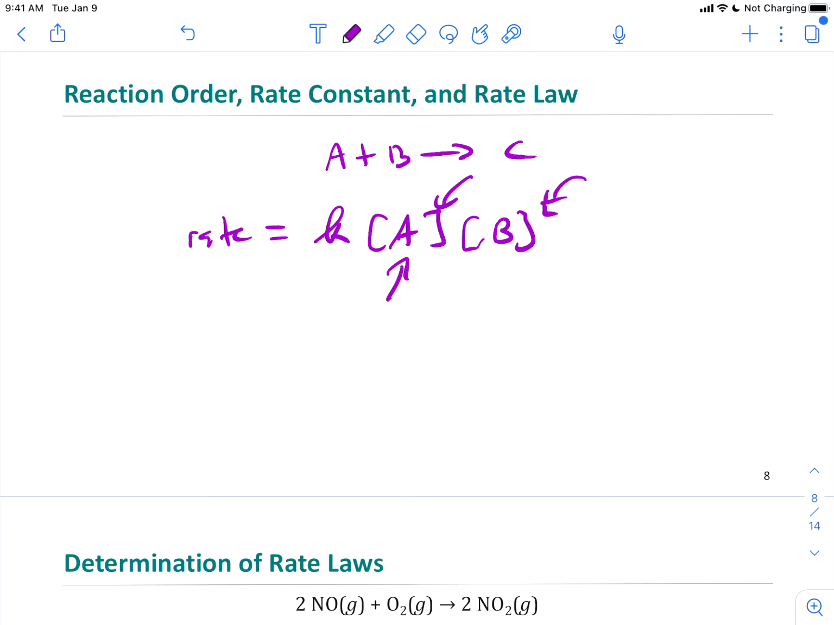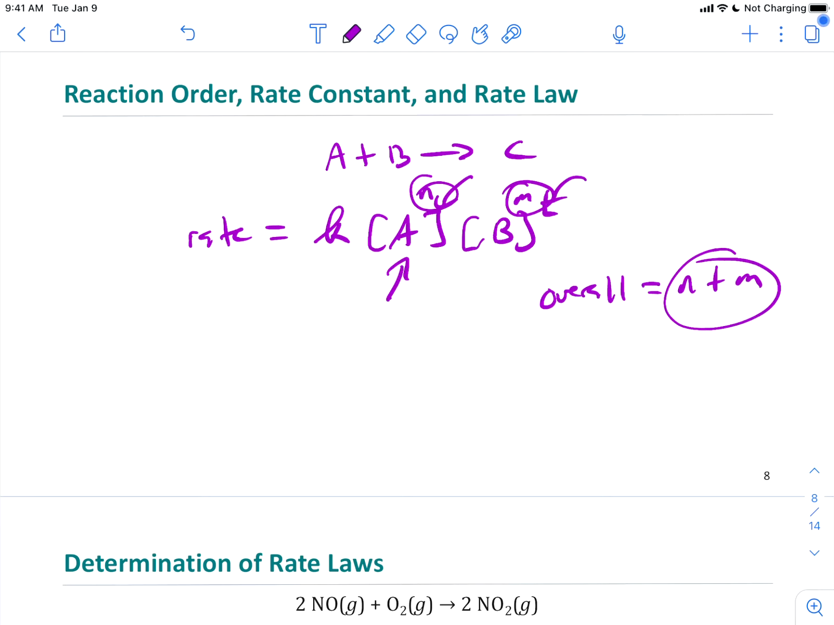The overall reaction order is going to be, if these are n and m, just the sum of those. This is the individual order with respect to A. This is the individual order with respect to B. This would be the overall order.